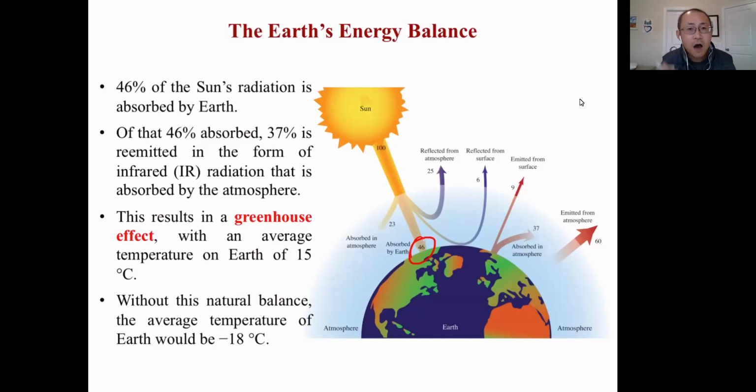But out of these 46%, 36% re-emitted will be absorbed by our atmosphere. So that means for the 46% of energy absorbed during the day by the big Earth, during the night, 36% will be re-emitted, sorry.